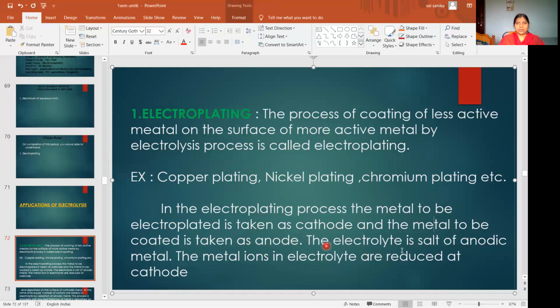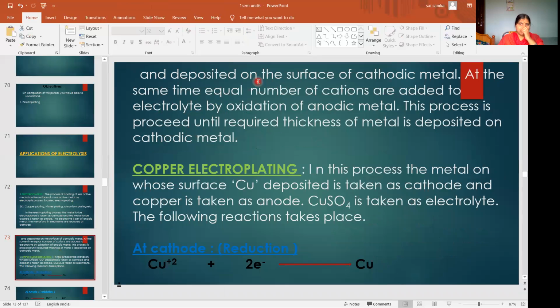And what will be the electrolyte? The electrolyte should be of the anodic metal. Whichever metal you are taking as anode, that anodic metal solution will be the electrolyte. And where are the metal ions in the electrolyte reduced? They are reduced at the cathode. It means the metal ions present in the solution will move to the cathode, and after going to the cathode, they will undergo reduction.